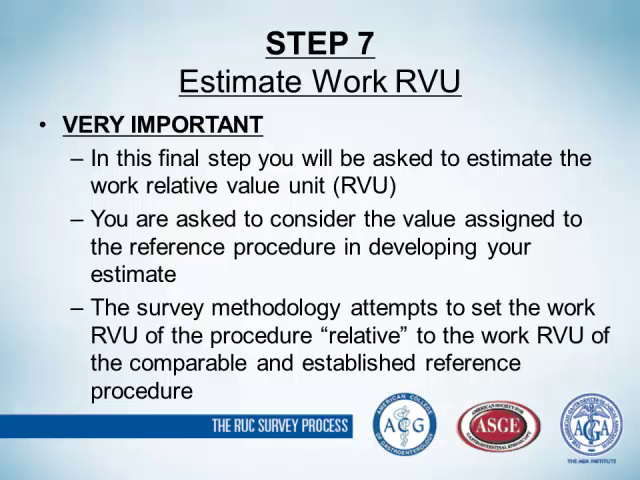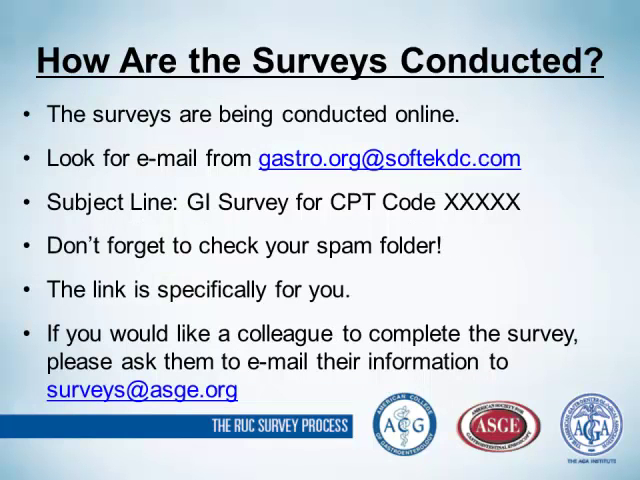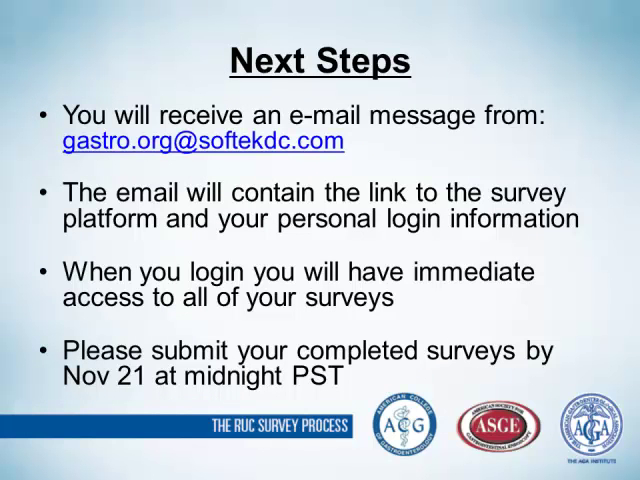Next slide. So how are the surveys being conducted? Well, they're being conducted online. Look for an email from gastro.org at softekdc.com. The subject line will say GI survey for CPT code with a list of the codes being surveyed. So please don't forget to check your spam folder. And please also note the link is specifically for you. If you have a colleague who would like to complete the survey, please ask them to email their information to surveys@asge.org.